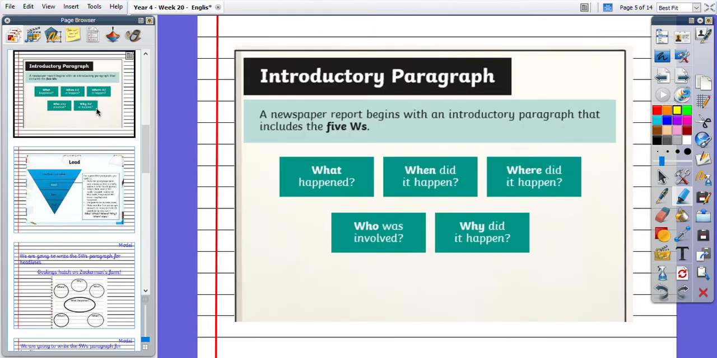So just as a reminder, our introductory paragraph, our orientation, or our lead paragraph, in a newspaper report, it begins with an introductory paragraph that includes the 5 W's. What happened? When did it happen? Where? Who was involved? And why did it happen?